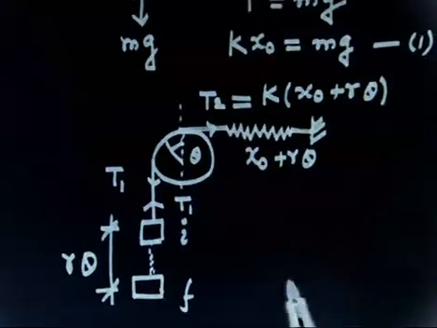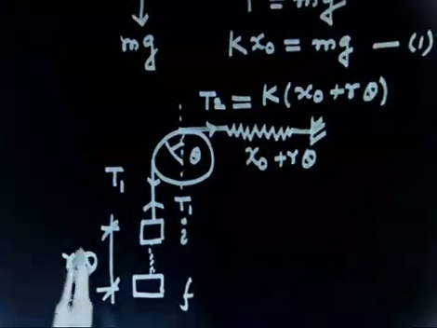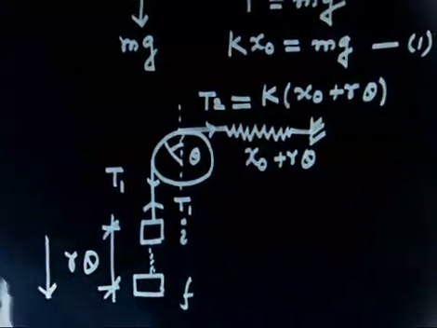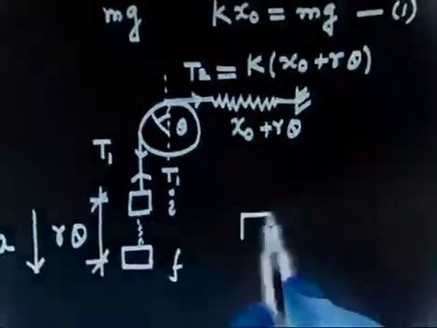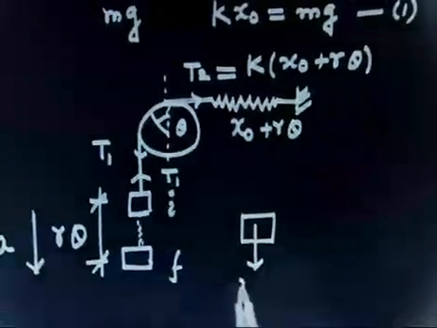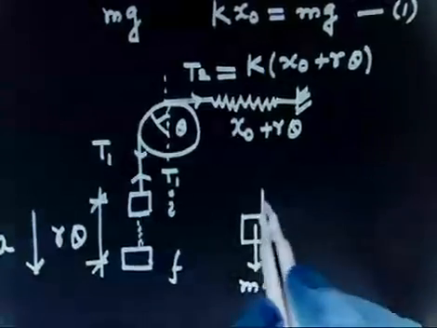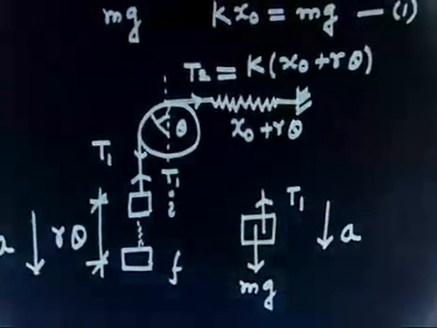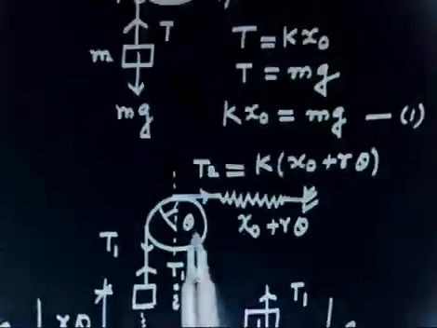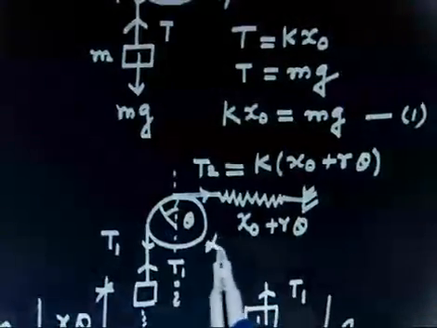So let us write the equation of motion. Let us say this mass is going in the downward direction with acceleration a. For this mass, the forces acting are mg in the downward direction and T1 in the upward direction. The mass is going with acceleration a in the vertical direction, and let us say the disc is rotating with angular acceleration alpha.